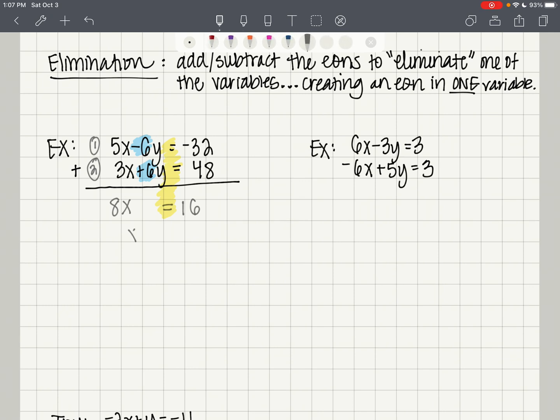We divide both sides by 8 and we get x equals 2. This is half of our answer. Now we just have to find our y value. And you probably suspected by now that we can just simply substitute x equals 2 into one of our equations and solve for y. 3 times 2 plus 6y equals 48. 3 times 2 is 6. Subtract that from both sides, and we get 42 on the right-hand side.